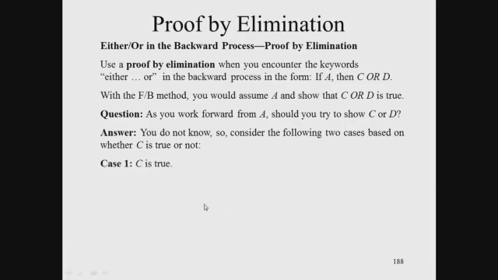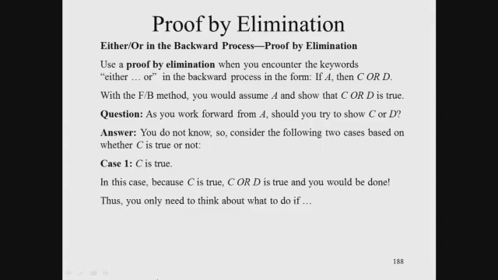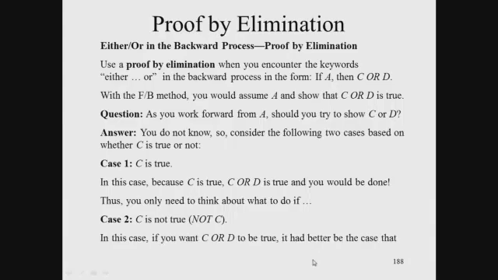If C happens to be true, then the statement C or D is automatically true. And therefore, you would have nothing to prove. You would be done. So we only need to think about what happens if C is not true. If C is not true, what had better happen? D would need to be true. It had better be the case that D is true, and in fact, that's what you're going to need to show.